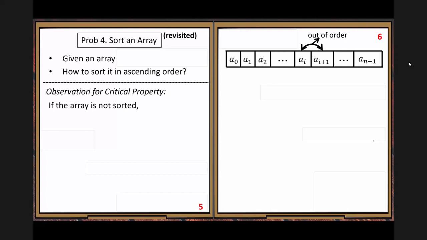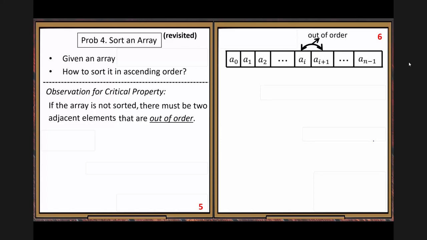Okay? All right. If the array is not sorted, what property would you have? If array is not sorted, what property would you have? All right. There must be two adjacent elements that are out of order. Is it true? If an array is not sorted, then we say there must be two adjacent elements that are out of order. Can you see that? Two adjacent.